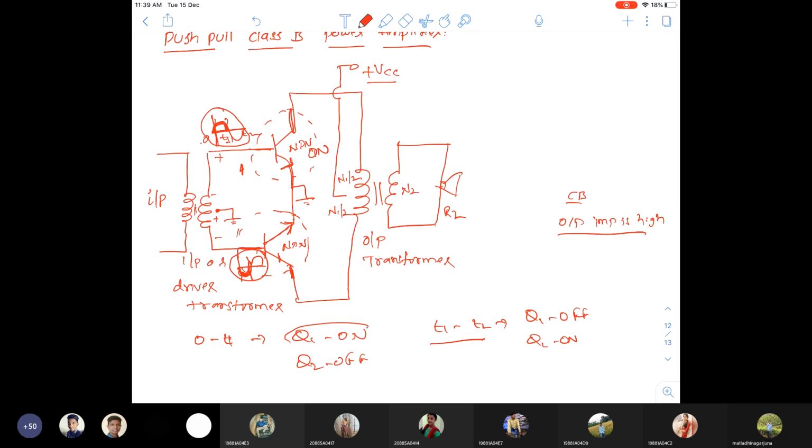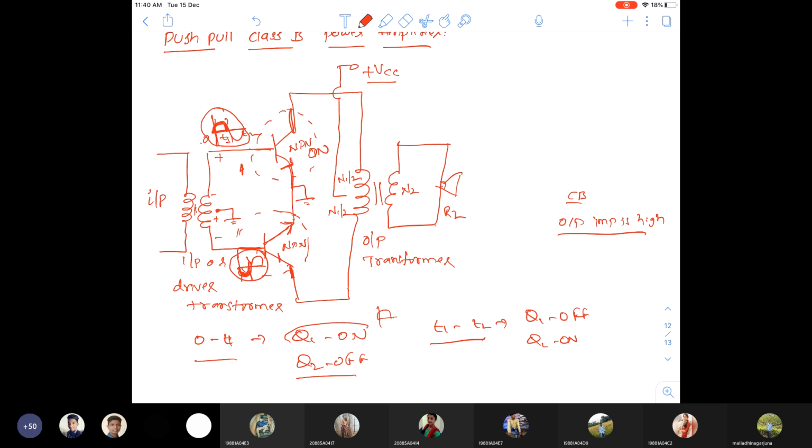Therefore, it comes to 360 degrees. It's completely our full wave rectifier operation. Like that it will operate. In the full wave rectifier, for one positive cycle transistor Q1 is on, so the positive peak will be processed here, and Q2 will be off.